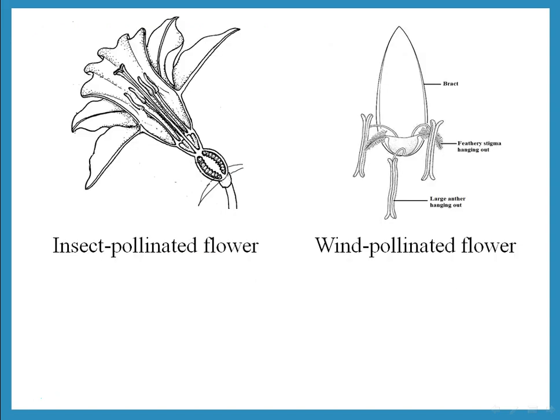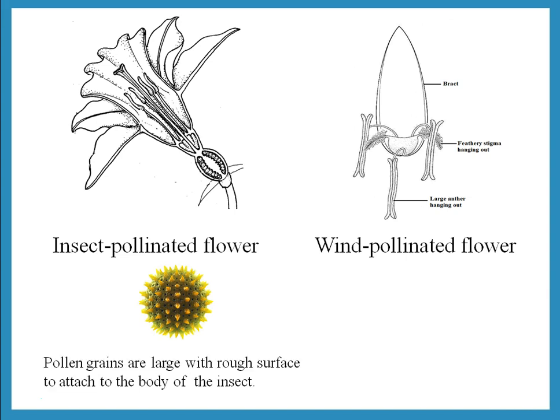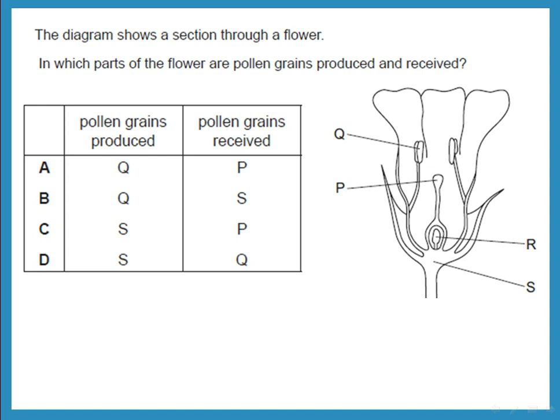Also, if we have a flower that is pollinated by insects, so this is an insect pollinated flower, what will the pollen grains look like? The pollen grains will be large with rough surface so that they can attach to the body of the insect. But if a flower is pollinated by wind, what would its pollen grains look like? They are small, light, smooth, so that they can be carried easily by the wind. Can we see the differences between insect-pollinated flowers and its pollen grains, and wind-pollinated flower and its pollen grains? So let's take a look at this.